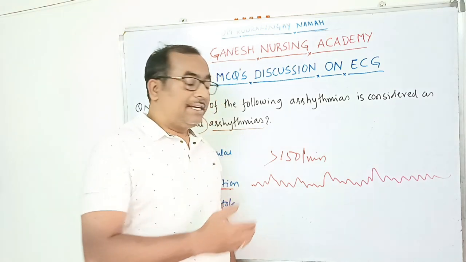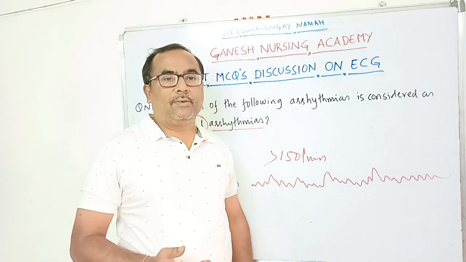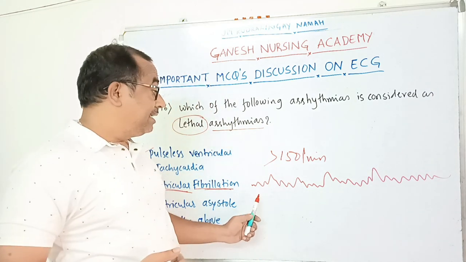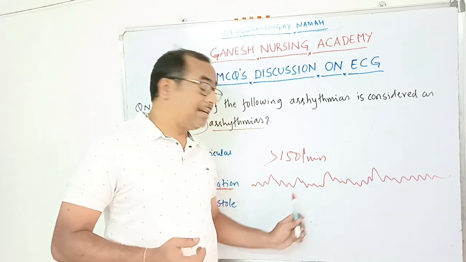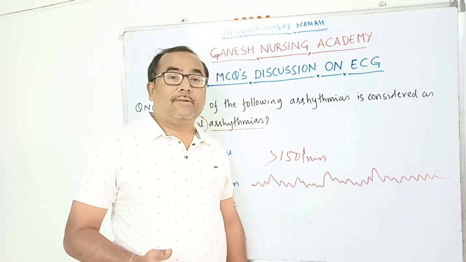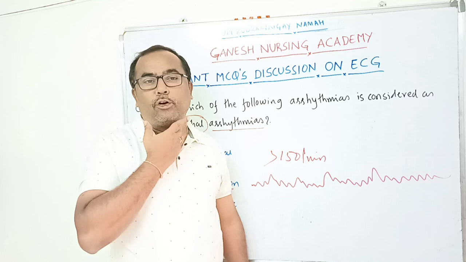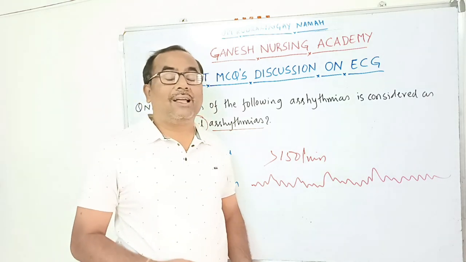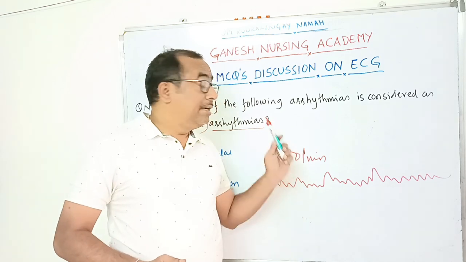Whenever you see this kind of arrhythmia, immediately you have to rush to the patient. First check the leads, whether there is any disconnection of leads. A disconnected lead can also give rise to this kind of arrhythmia. Check the conscious level of the patient. If the patient is not conscious, check the carotid pulse. If the carotid pulse is absent, then immediately start CPR and call for help to bring the defibrillator.